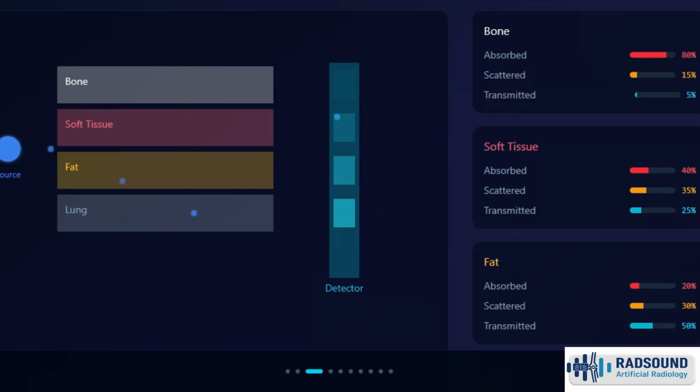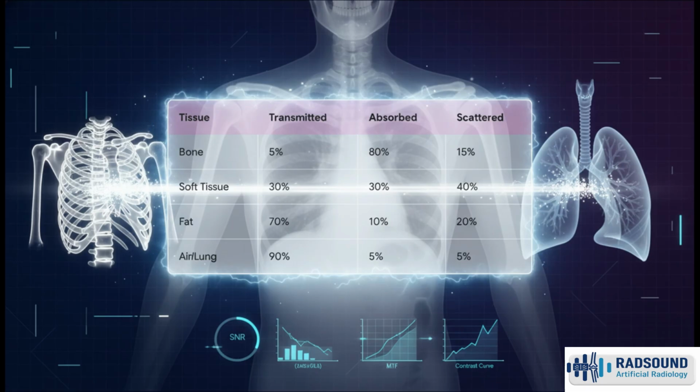And this table really shows you just how dramatic those differences are. I mean, look at bone. It absorbs a whopping 80% of the photons that hit it. Now compare that to the lung, which is mostly air. It lets 90% of them sail right through. This incredible difference is exactly why we can see a bright white rib against the dark lung tissue behind it. This right here is the birth of image contrast.